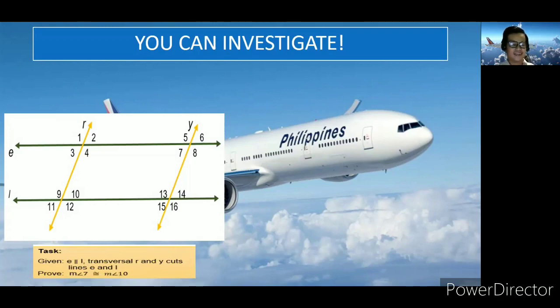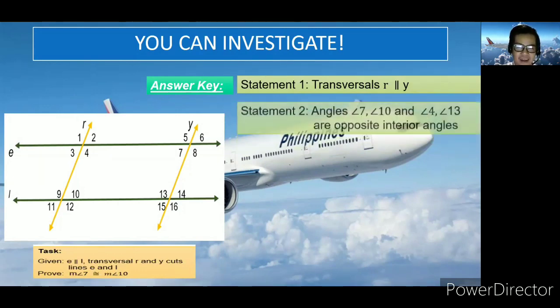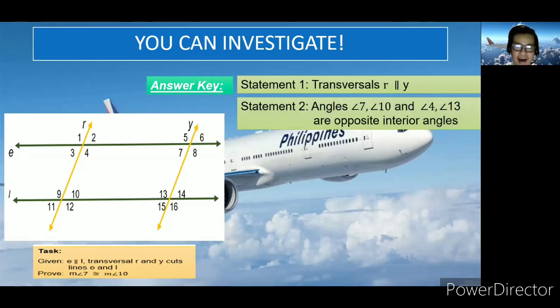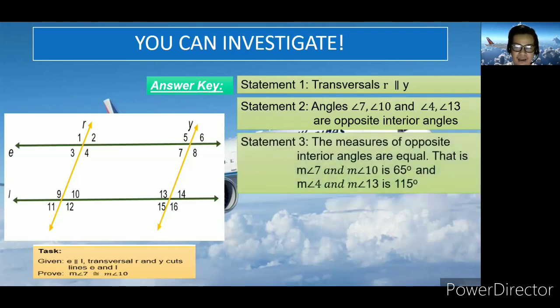Okay, that's right. So our magic spell here is we can say that transversal R is parallel with transversal Y. Correct, that's it. And for statement number 2, we can say that angle 7, angle 10, and angle 4, angle 13 are opposite interior angles. We can say in our statement number 3 that measures of opposite interior angles are equal.